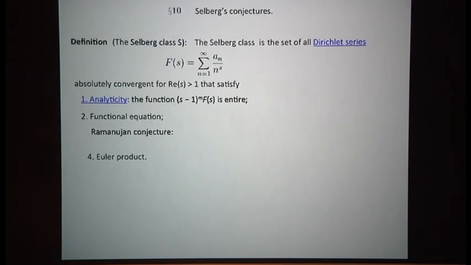Okay, in the last section, we talk about Selberg's conjectures, and Selberg in 1950 also introduced the Selberg class. F of s is a Dirichlet series, and it satisfies these conditions. It has a pole at 1 at most, so (s minus 1) to the m times F is entire, and it has a functional equation, and it satisfies the Riemann hypothesis. So a_F(n) is bounded by n to the epsilon at a scalar product.